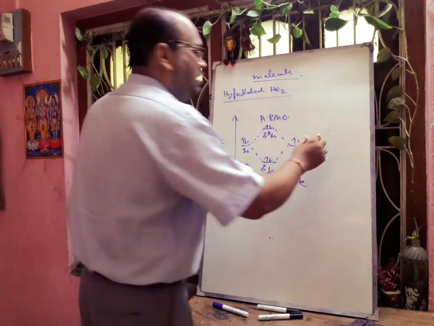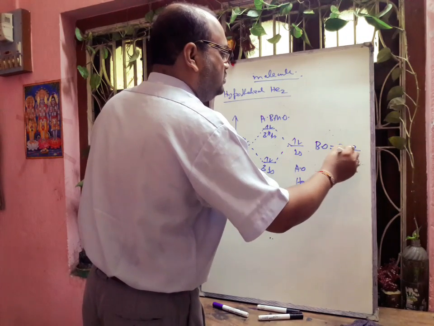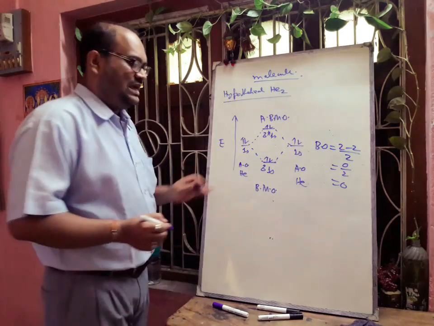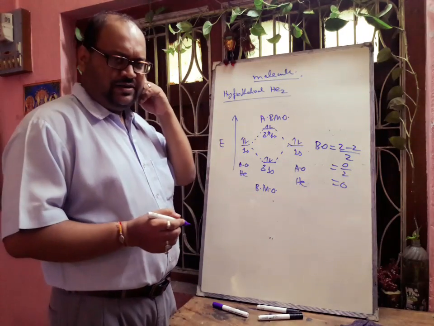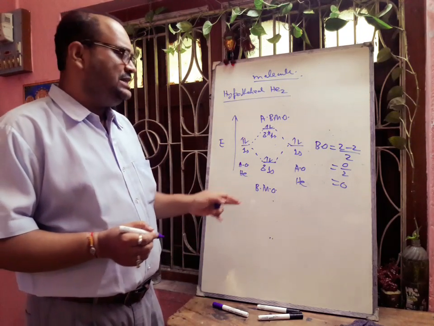So here what will the bond order be? Bond order will be the number of bonding electrons, which is 2, minus the number of anti-bonding electrons, which is 2, divided by 2, that means 0 by 2, that will be 0. So practically there is no bond between two helium atoms. So He2 will not exist. Hope you can understand.